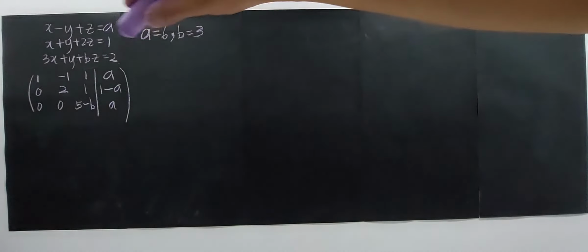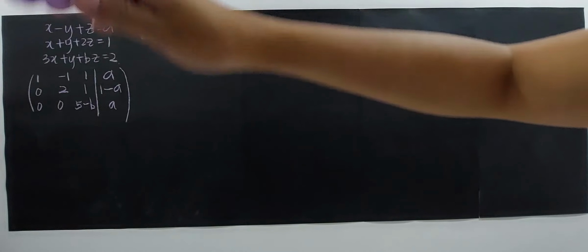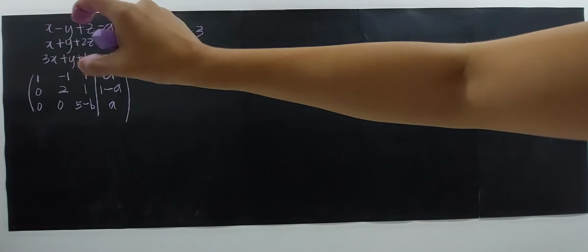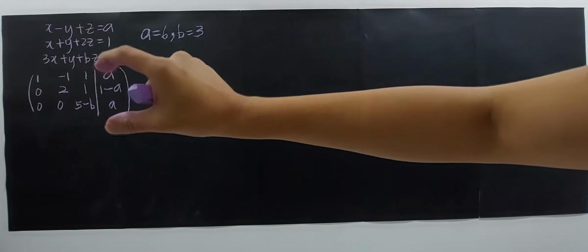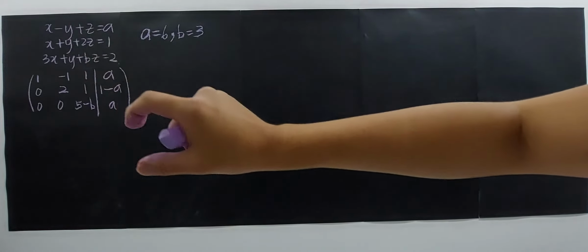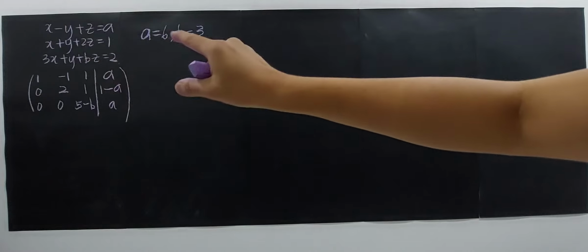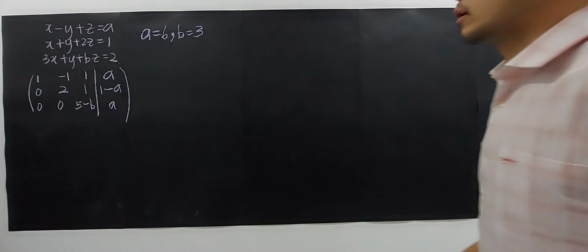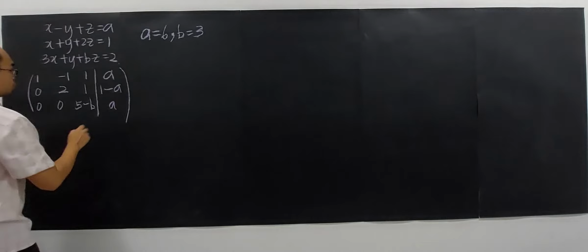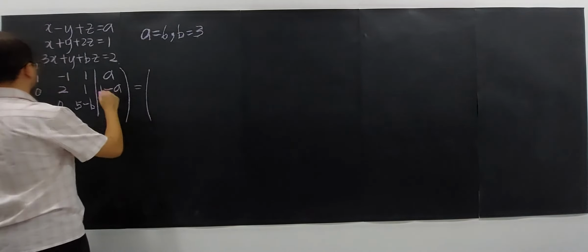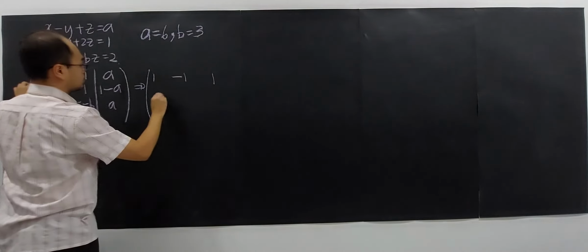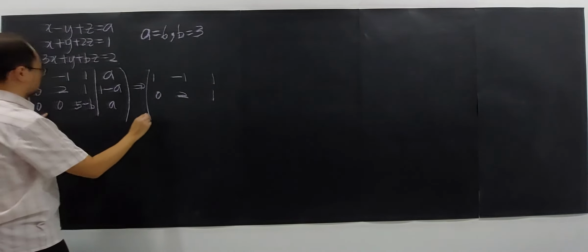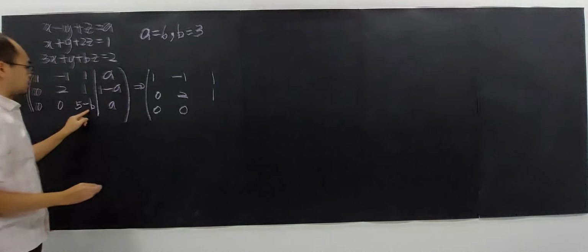Alright, let's continue. Just now I have shown you how to reduce the augmented matrix for this system to this form. So I just erased everything here, and I'm starting from here. After reducing, we have to find the values of x, y, z by solving the equations. The complete solution is given that the values of a and b are 3, right? So now I can replace this with 1, -1, 1, 0, 2, 1, 0, 0, 5 minus b.